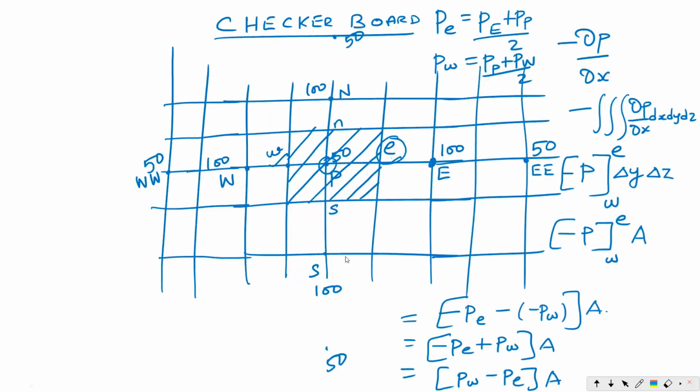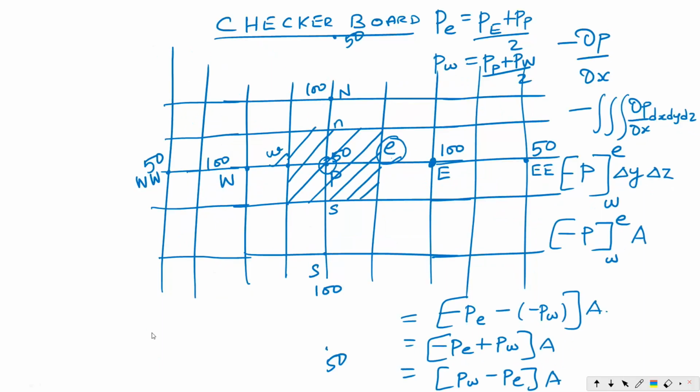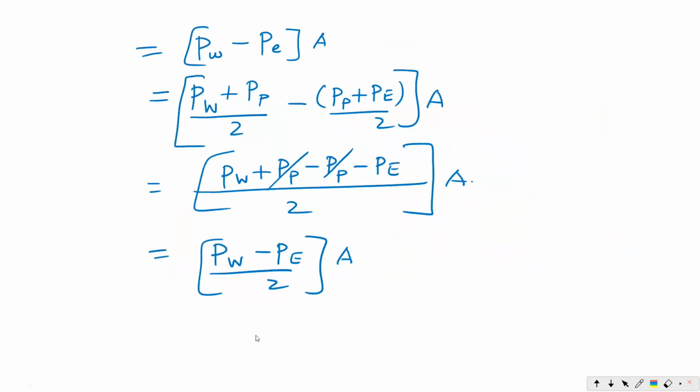Okay, let us go back. What is the value of PW? 100. What is the value of PE? 100. Got it? What I am telling? The value of PW is 100. The value of P is also 100. So with this knowledge, we will go to the next slide.